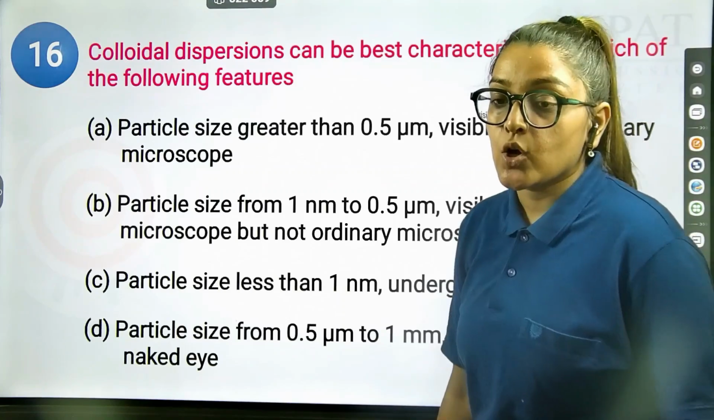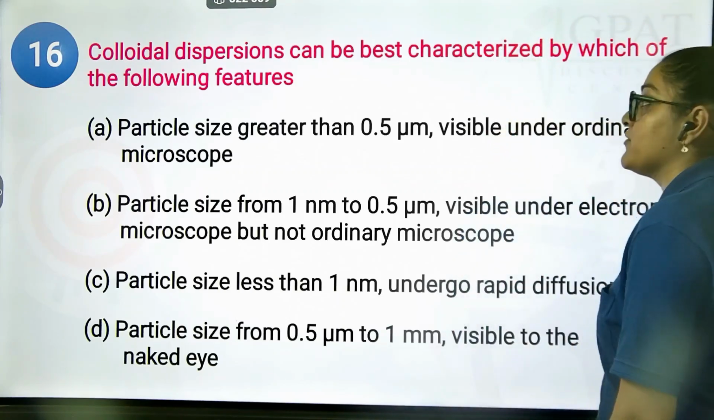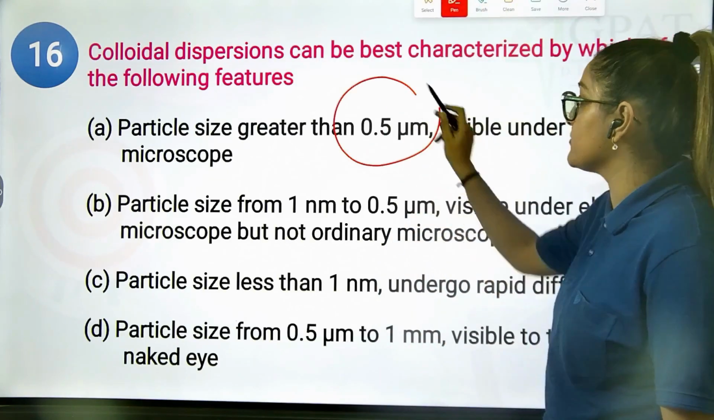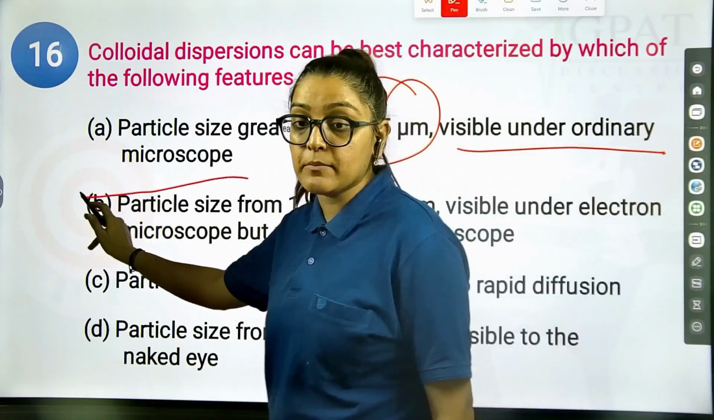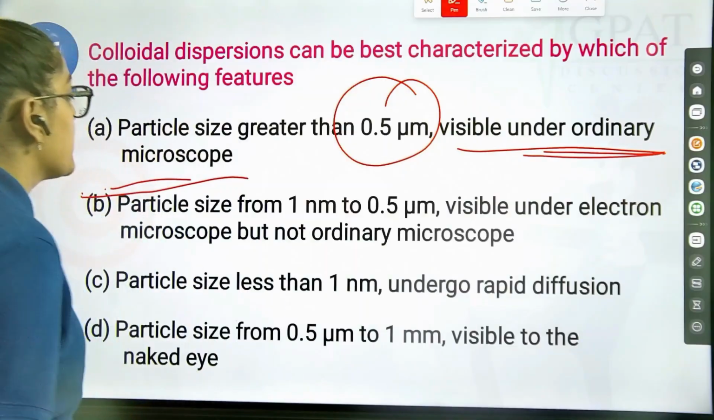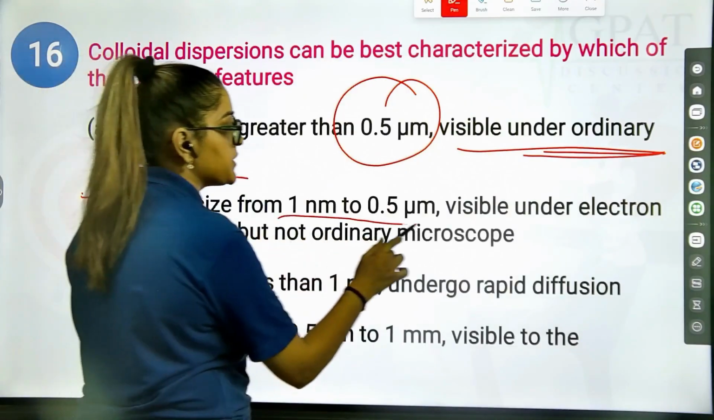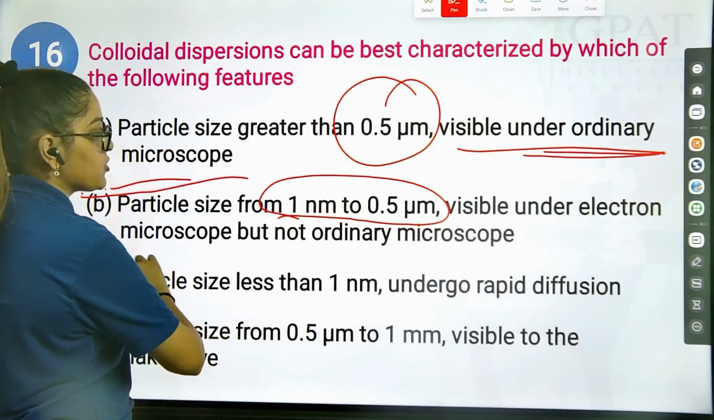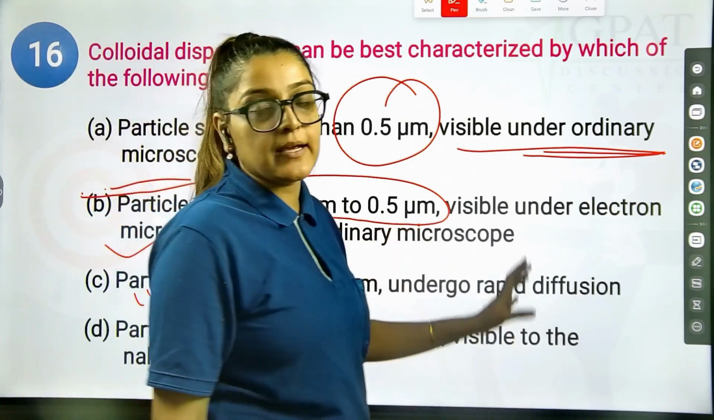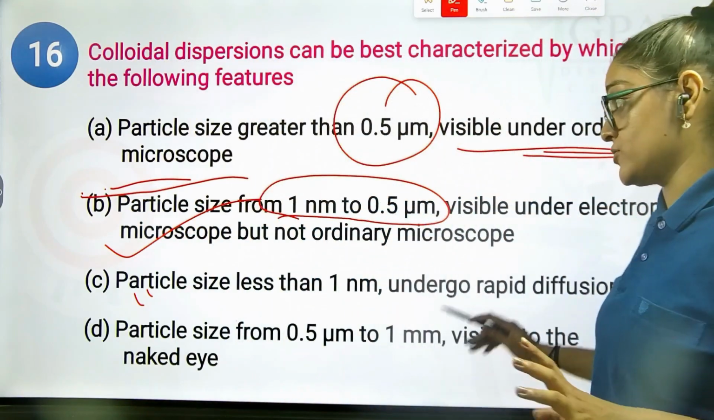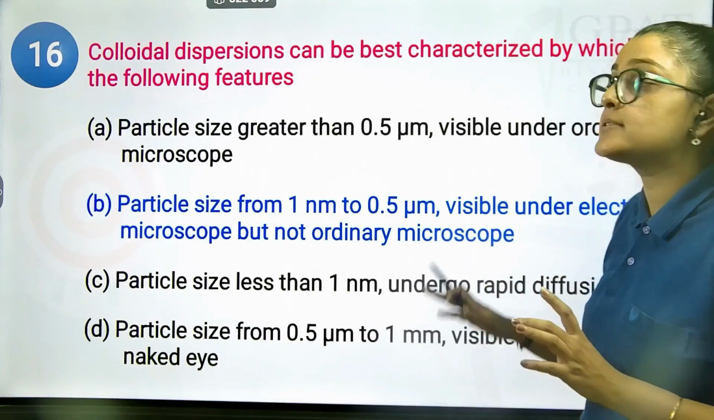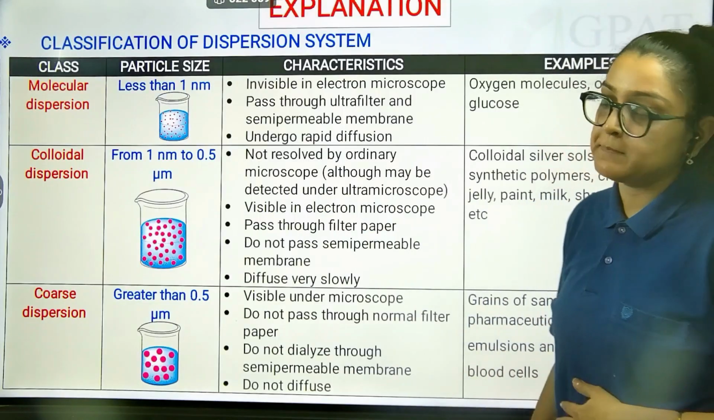Okay, next, colloidal dispersion can be best characterized by which of the following features? So in this case we have particle size greater than 0.5 micrometer visible under the ordinary microscope. Here you can spot the problem. Visible under the ordinary microscope. Particle size can range from 1 nanometer to 0.5 micrometer, but they are not visible from the ordinary microscope, but they require an electronic microscope. On the basis of size and resolution, we can see it is not resolved with the ordinary microscope, but it requires the electronic microscope. Okay.